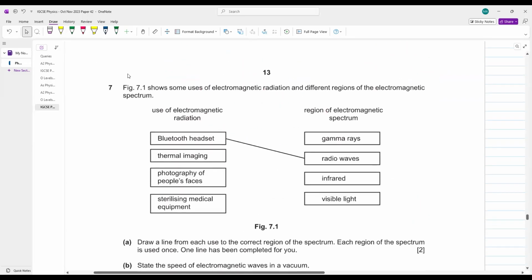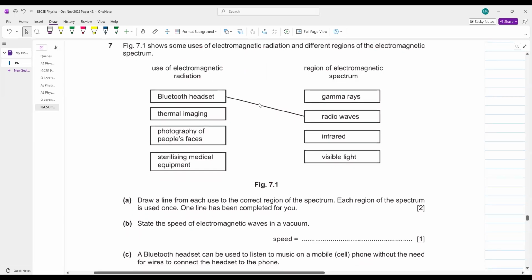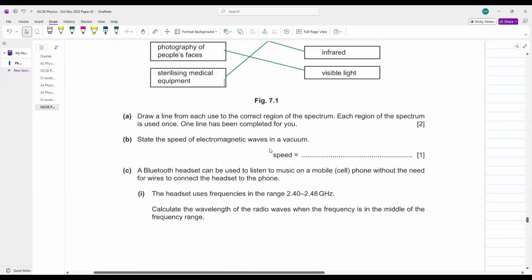Figure 7.1 shows some uses of electromagnetic radiation in different regions of the electromagnetic spectrum. Thermal imaging is done with infrared. Okay. A photograph of people's faces is through visible light. Sterilizing medical equipment, only gamma rays is left, so let's take that.